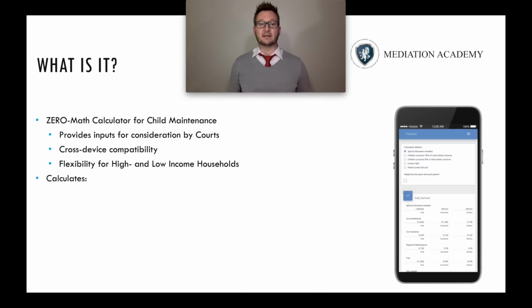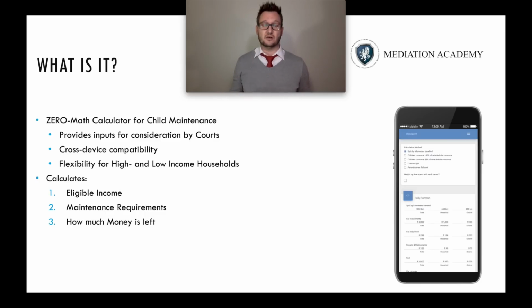The app automatically calculates how much of each parent's income goes into the calculation, what the maintenance payment should be, and most importantly, we can see if the budget is going to be sustainable or if it's going to cause the parents to sink into debt.